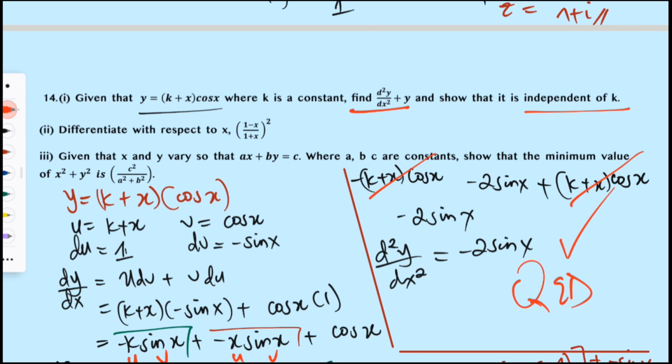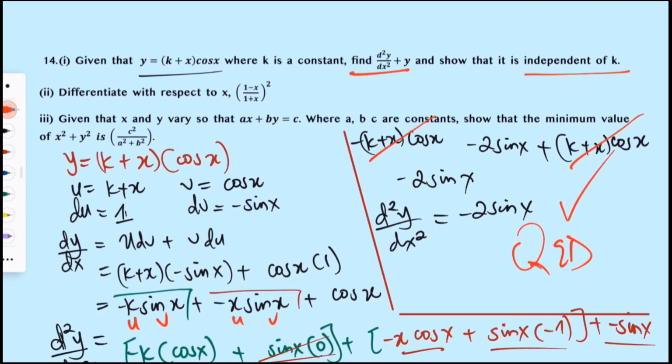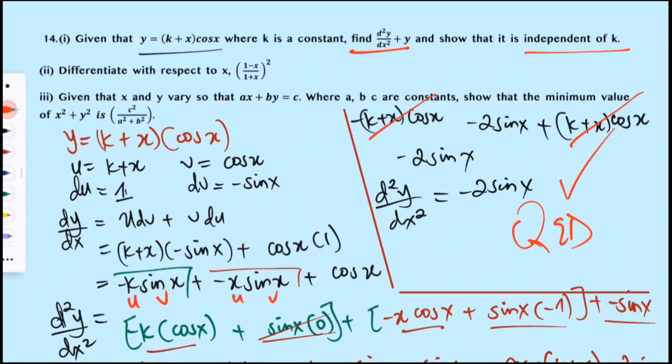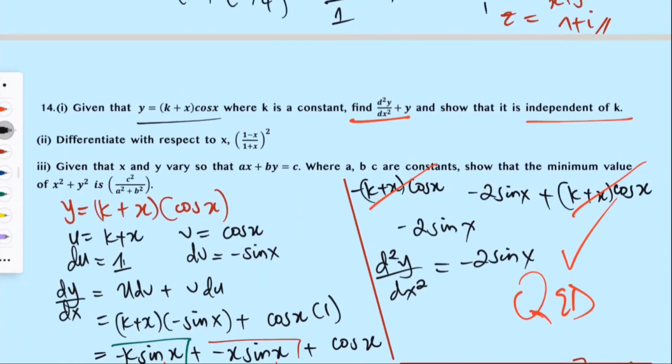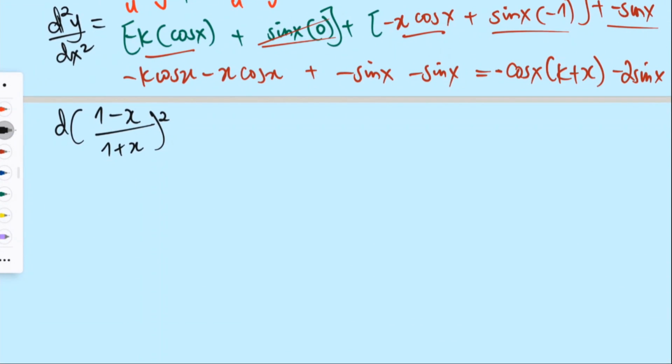Quod erat demonstrandum. Okay, question number 2, Roman 2 to be precise. Differentiate with respect to x: 1 minus x over 1 plus x, all squared. Okay, we want to find the derivative of 1 minus x over 1 plus x all squared. Let's verify. Yes, 1 minus x. Okay, with respect to x.